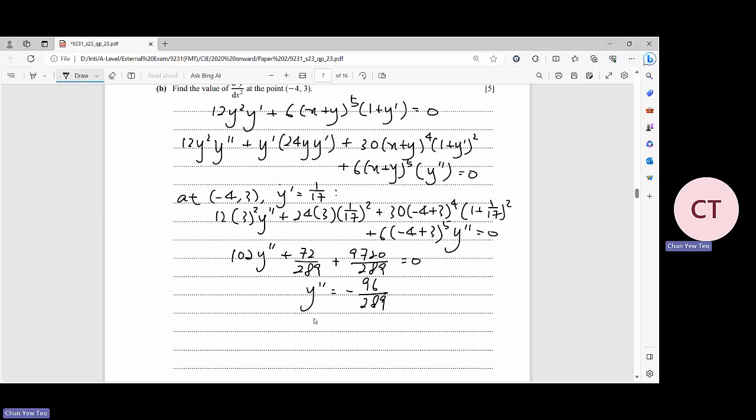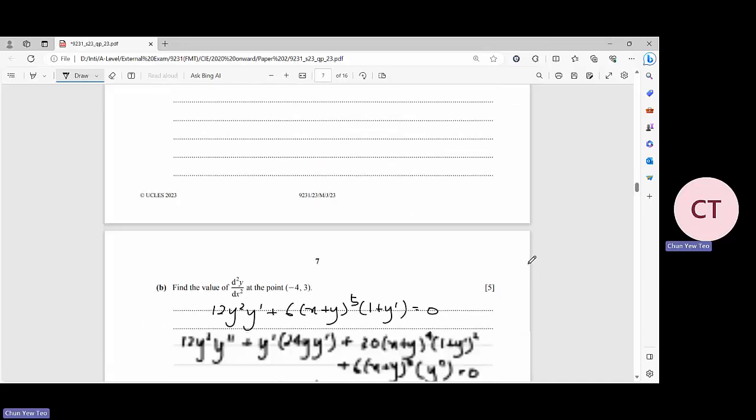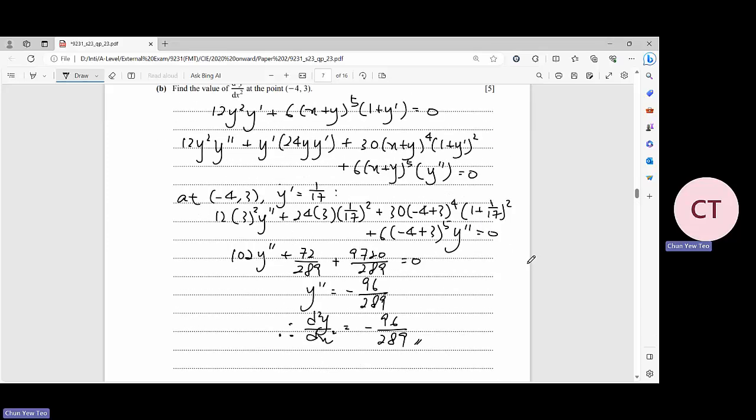Since the question gives you the second derivative as d square y over ds square, you just write it down like this. Same thing goes for part A. Just now for part A, I forgot to write it down. So for part A, I write in terms of dy/dx, in terms of y prime, so just write dy/dx is equal to 1 over 7. So that is the answer for question number 4.